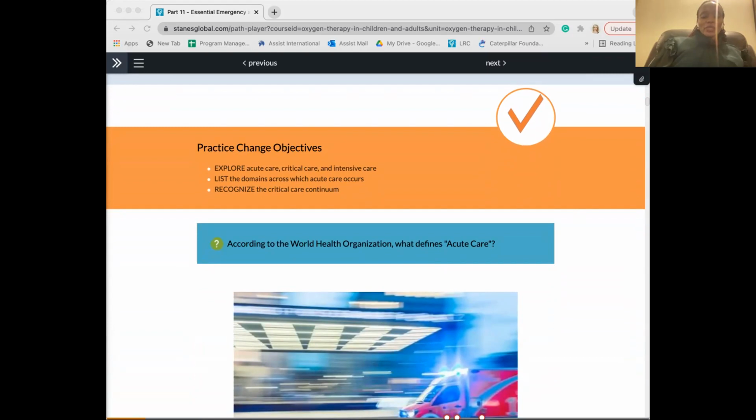So according to the WHO, what does it define acute care as? Acute care is the immediate care that a patient needs, a patient who's critically ill, or deteriorating, or whose vital signs are out of the normal range, and the patient is at risk of tipping over to mortality. So it's a patient who is almost like a near miss, and you want to immediately intervene.